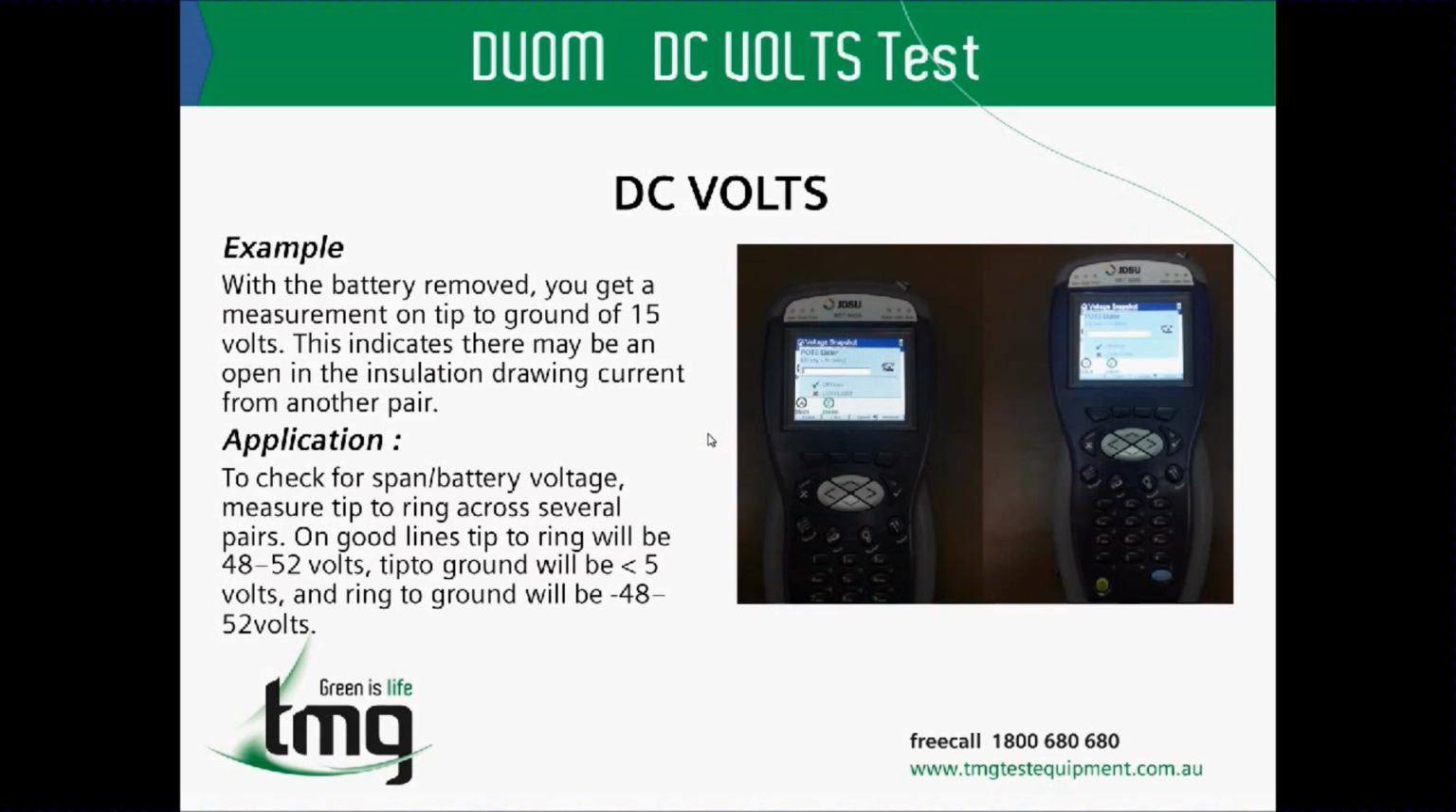For example, with the battery removed, you get a measurement on tip to ground of 15 volts. This indicates there may be an open in the insulation drawing current from another pair.